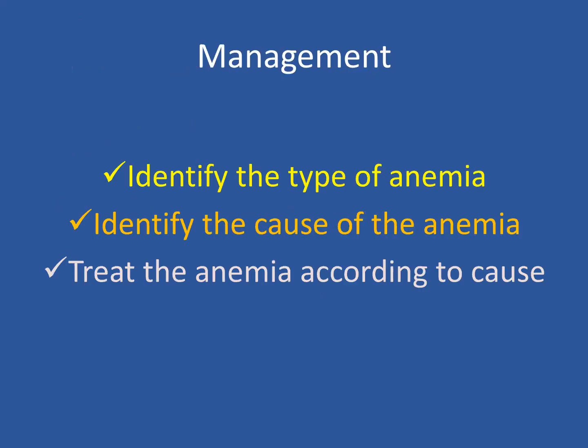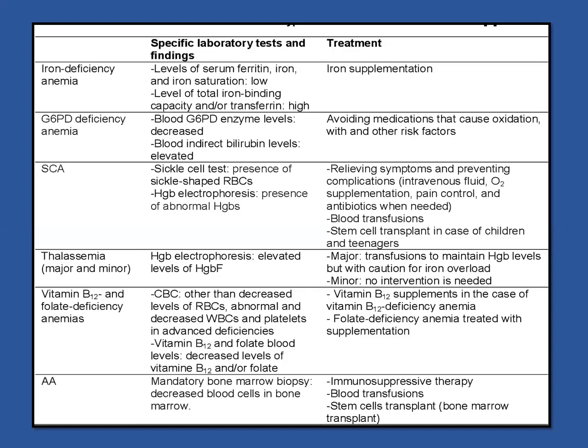So identify the type of anemia, identify the cause of anemia, and then you're going to treat the anemia according to the cause. And this is it. So if there's iron deficiency and you find low levels of serum ferritin or iron, you're going to start iron supplements. You're going to see why they were bleeding. If there's menorrhagia, you're going to treat the menorrhagia. If there's melena, you're going to find out what is the cause of melena.